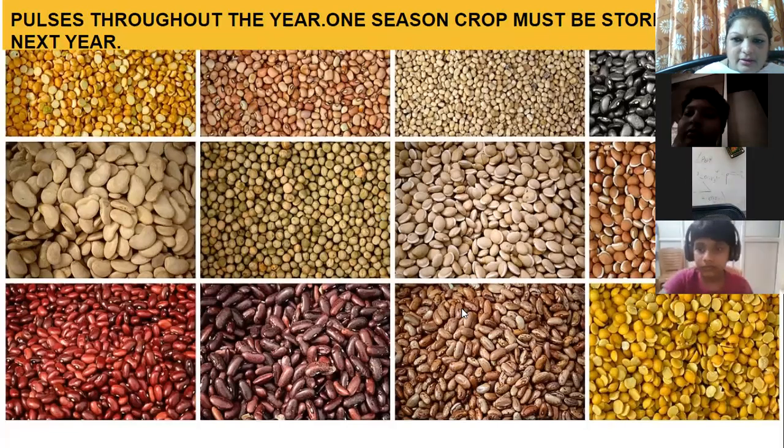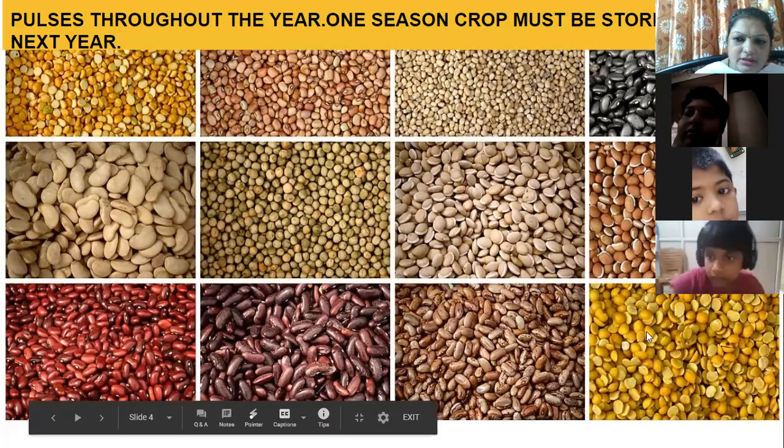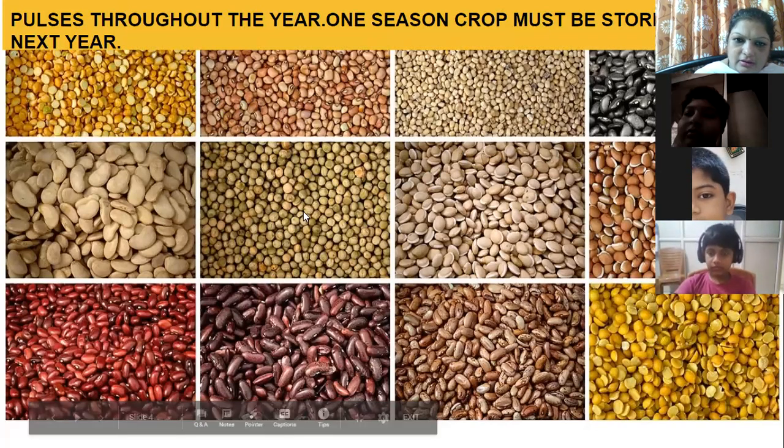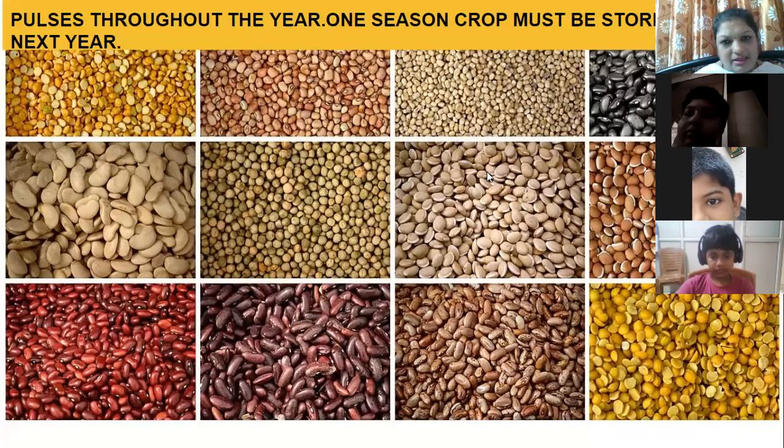You can see here on the screen, on the slide, and you can guess also, there are pulses which are familiar to you. Tur dal is there, then chana dal is there, then these are the green watanas, okay? Then you have this rajgira. There are so many beans, different pulses. Black beans are there, green grams, brown grams, different types of grams are there.